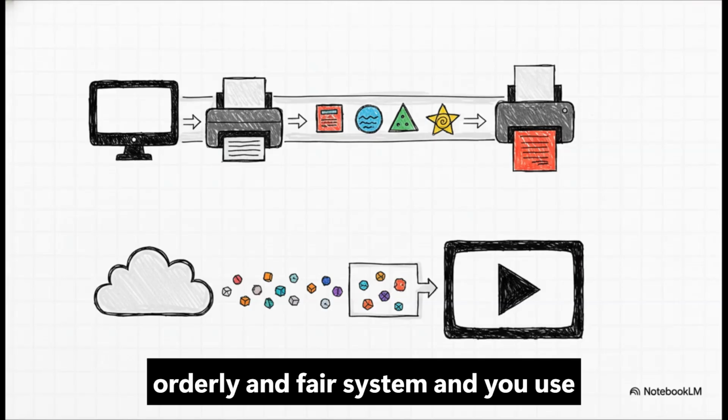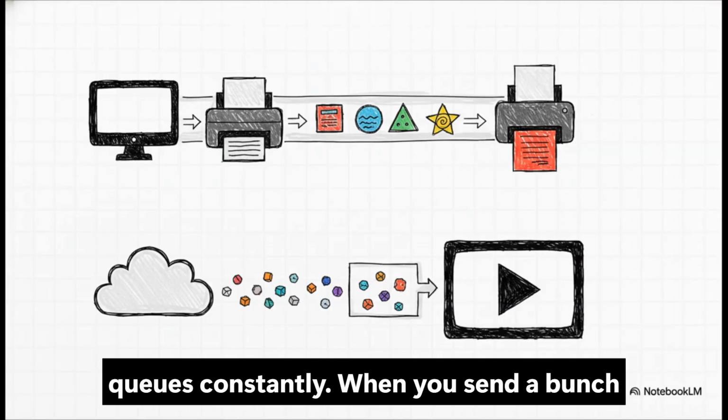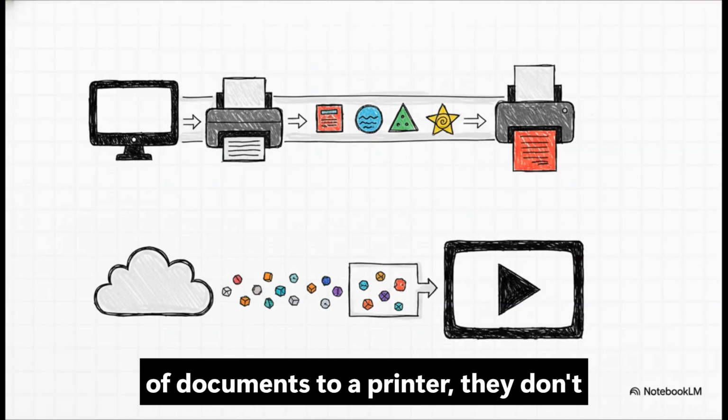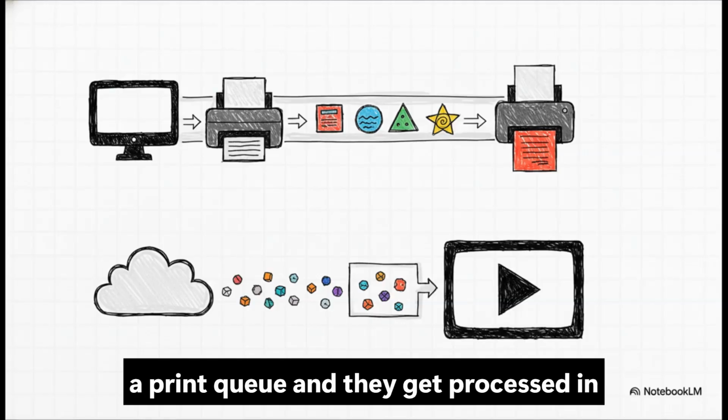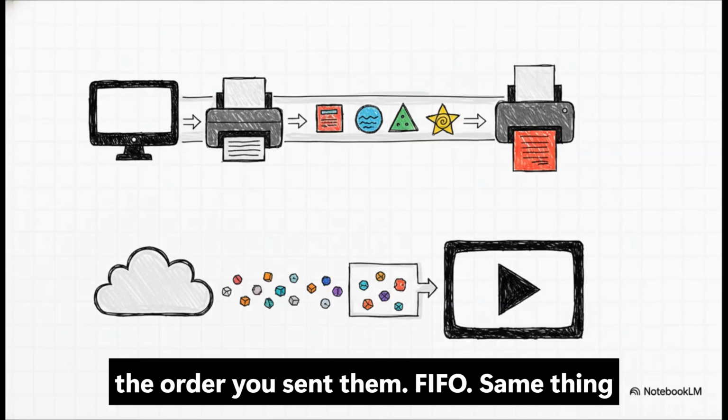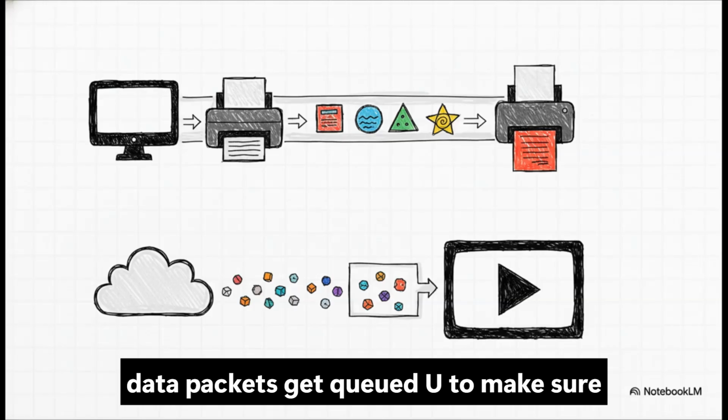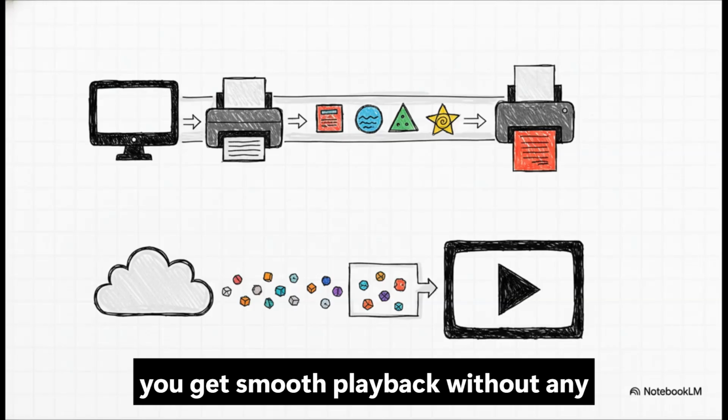And you use queues constantly. When you send a bunch of documents to a printer, they don't just print randomly, right? They go into a print queue, and they get processed in the order you sent them, FIFO. Same thing for streaming video. All those little data packets get queued up to make sure you get smooth playback without any glitches.